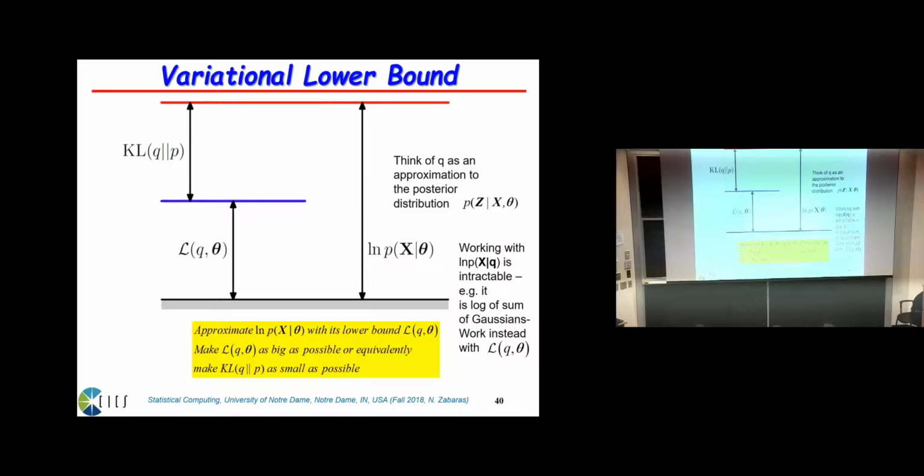So this is the log likelihood, and it consists of two terms. One is the lower bound, and then there is the KL distance. So we want to make the lower bound as large as possible, and equivalently we want to make the KL distance as small as possible. If the KL distance goes to 0, the lower bound becomes the exact log likelihood, and that's what we need to work with.